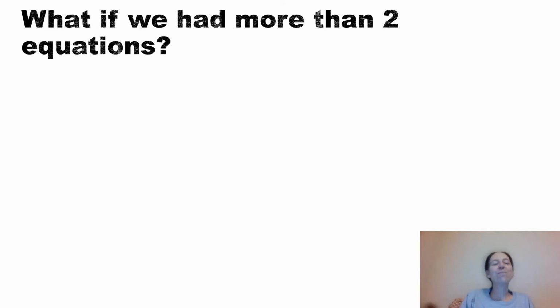So what if we had more than 2 equations? If you go back in this video to the definition of a system, it says 2 or more equations with the same variables. And so far we've looked at ones that just have 2 equations, but we know that that definition opens us up for possibly having more than 2.